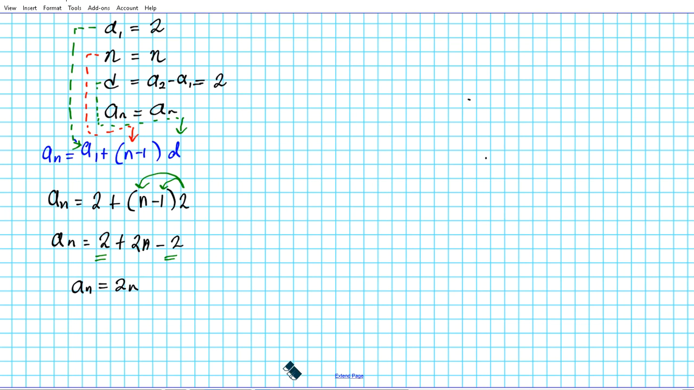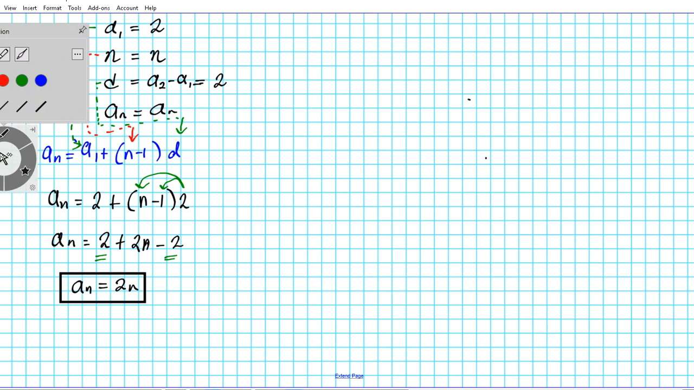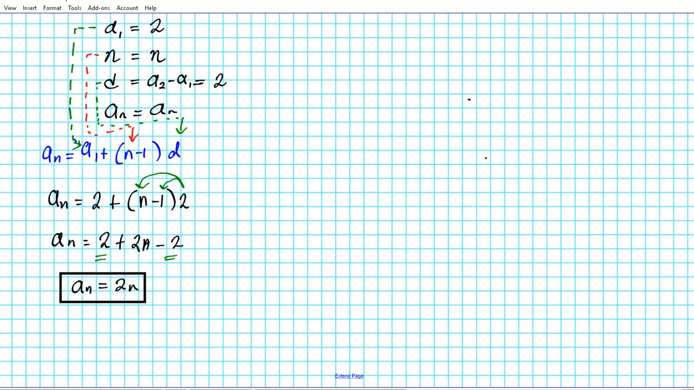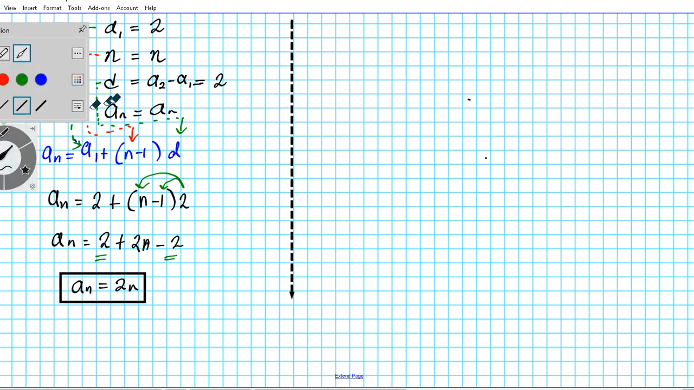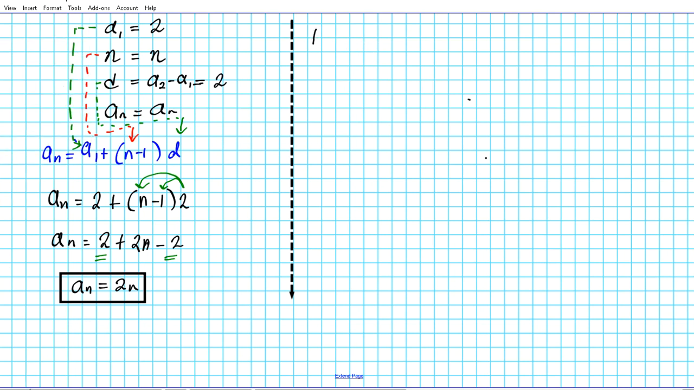So that is the formula for the nth term, the formula or equation. Now let's take a look at the second part of the question. We're asked to find the 30th term. Let's go ahead and do that. So we want to find the 30th term. To find it, let's write it down: find a sub 30.